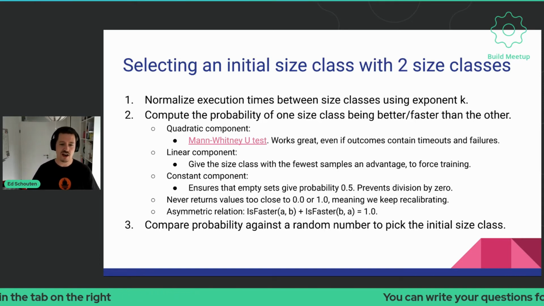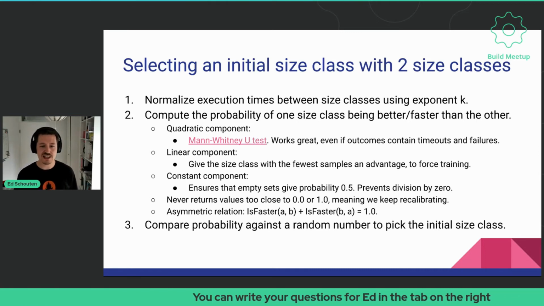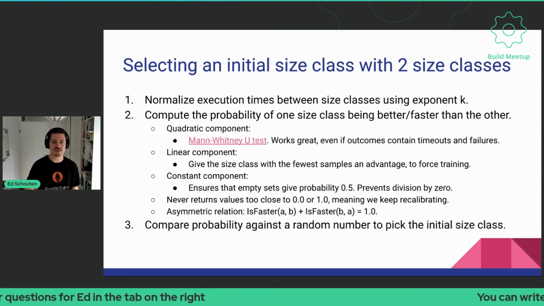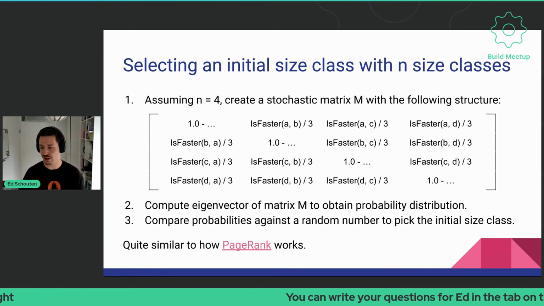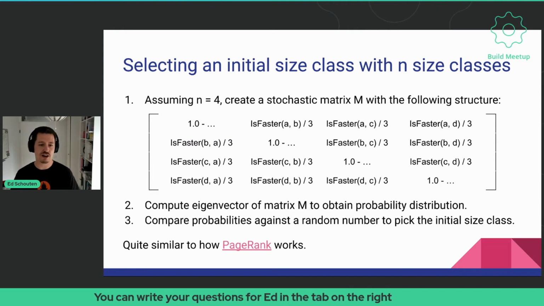So if out of is-faster comes the value 0.8, that means there's an 80% chance that we pick a given size class over the other, right? But this is only for a two-way size class comparison. Now how do we do it with n size classes? If you have three or four different worker sizes, like small, medium, and large.